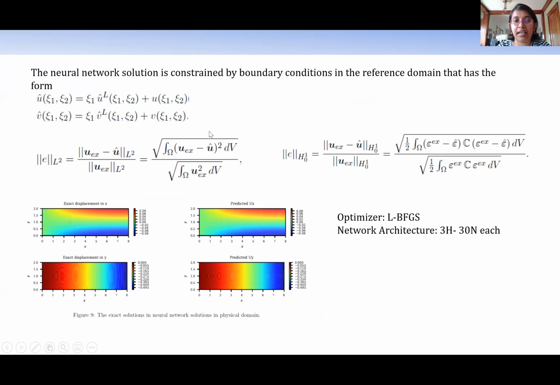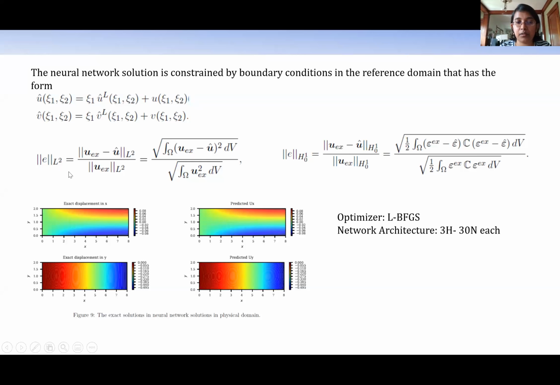So yeah, for the neural network, the boundary conditions have been constrained using the lift solution, and they have shown the energy norm and the L2 norm. They have used only one optimizer, that is the LBFGS optimizer, and the network architecture is three hidden layers with 30 neurons each.